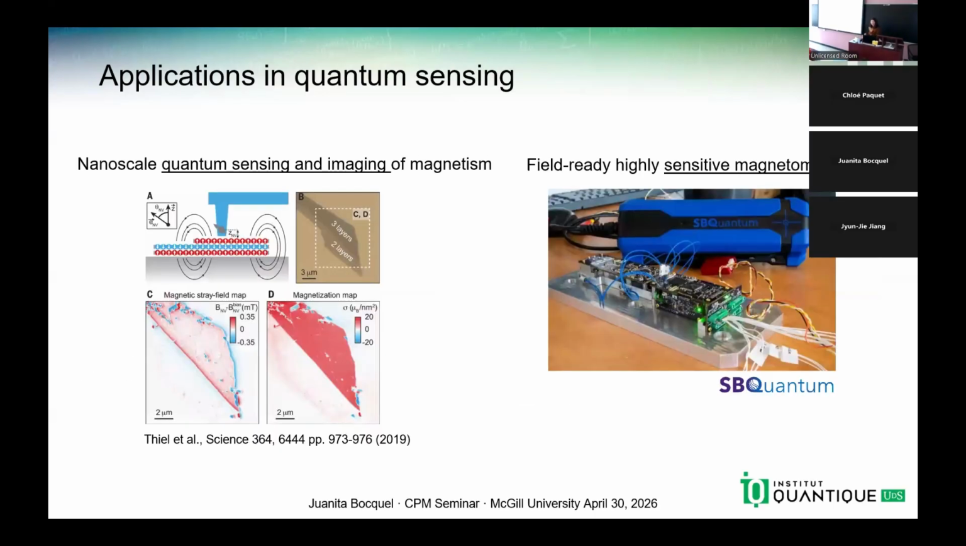And on the other side, you have quantum sensing. And here I'm highlighting only two of the applications that exist. One is to do nanoscale imaging using a single-spin sensor. And I'll say a bit more about this later.